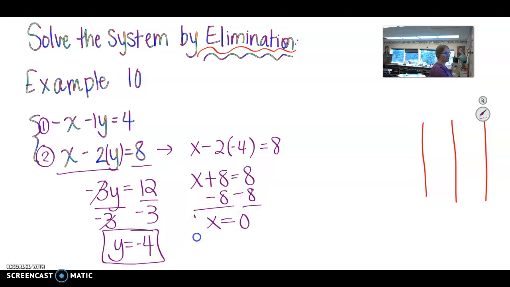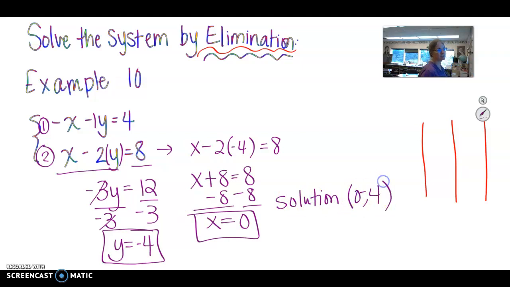Again, I'm not going to check it, but you should, just to get in that habit. I just want to make sure we get through several examples. So the solution is 0, negative 4.